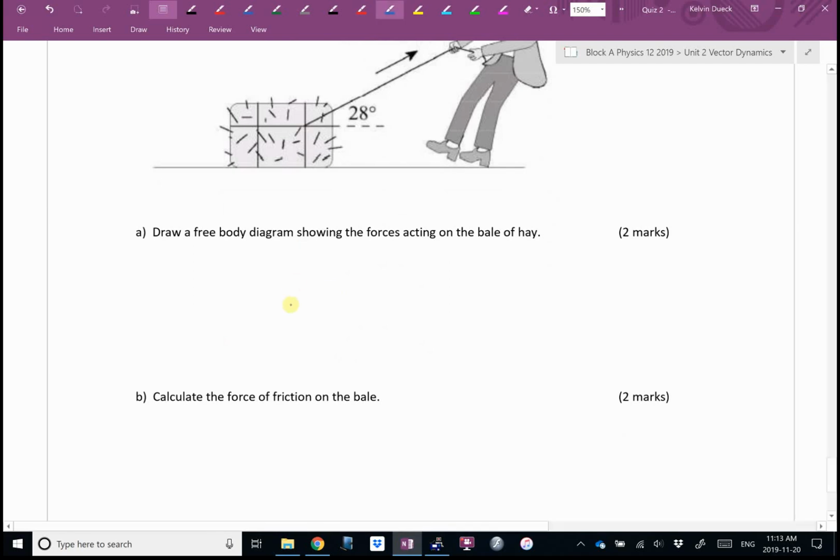So, what are the forces acting on this hay bale? Get the obvious one. F applied. What else? Normal force: bigger, smaller, or the same size as mg? Why can't it possibly be the same size? Can you see, Julie? There's an extra vertical component. We haven't drawn it in yet, but there's an extra vertical component. Normal force is going to be smaller.